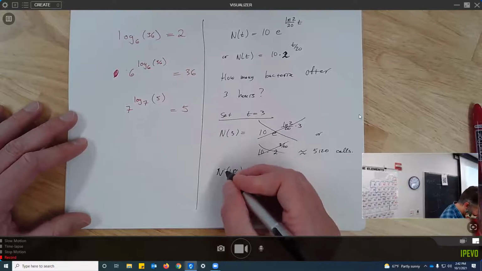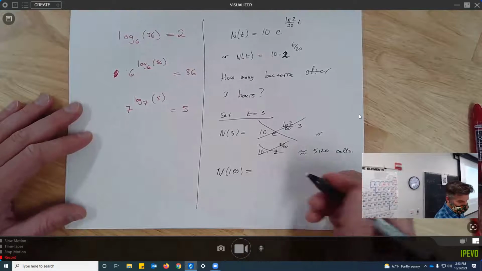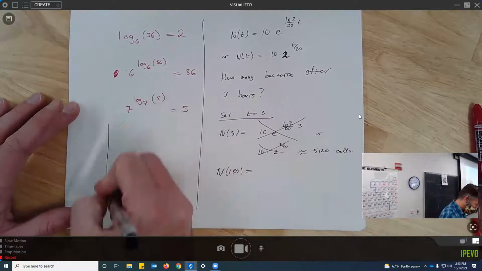All right, so after 180 minutes, that's going to be a whole amount of 20-minute intervals. We're going to double the population 9 times because every 20 minutes it doubles. There's a couple ways you could do it. We could even just look at the chart.